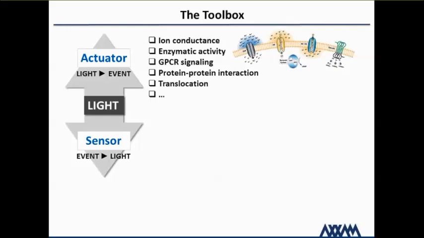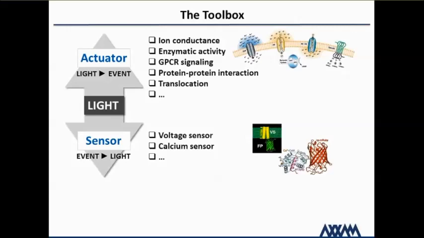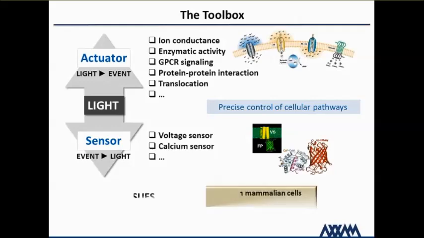On the other side, light sensors are genetically encoded elements which change their light emission upon a change in a cellular parameter. For example, we have the fluorescent voltage indicators or the very well-known fluorescent calcium indicators, such as the GCaMP sensors. So in general, the use of light actuators and light sensors would allow you to obtain a precise stimulation and measurement of many different cellular pathways.